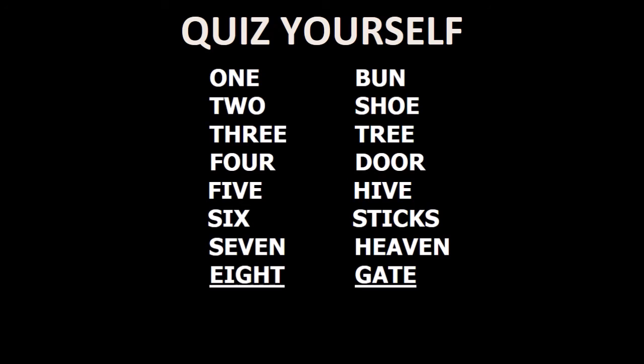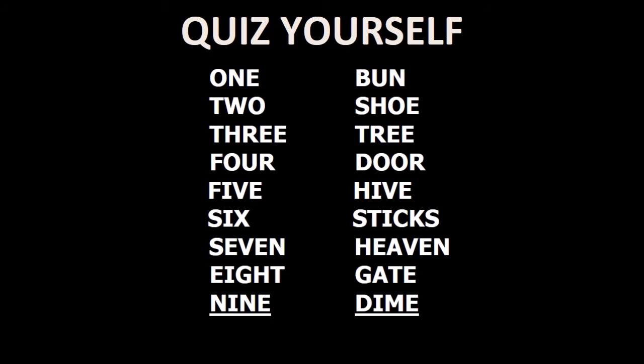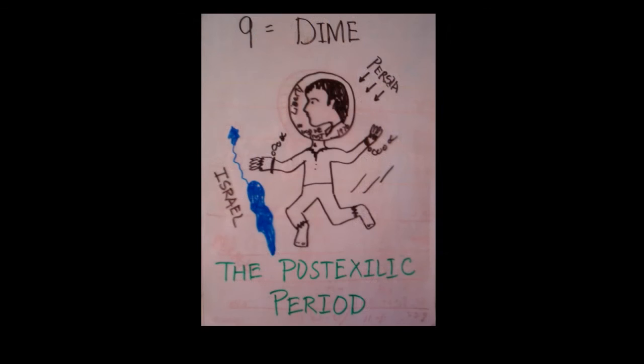Next we have 8, gate. You should have some sort of gate and something associated with the gate. My image reminds me of the exile. And finally we have 9, dime. So what is the image that you have in mind? My image reminds me of the post-exilic period.